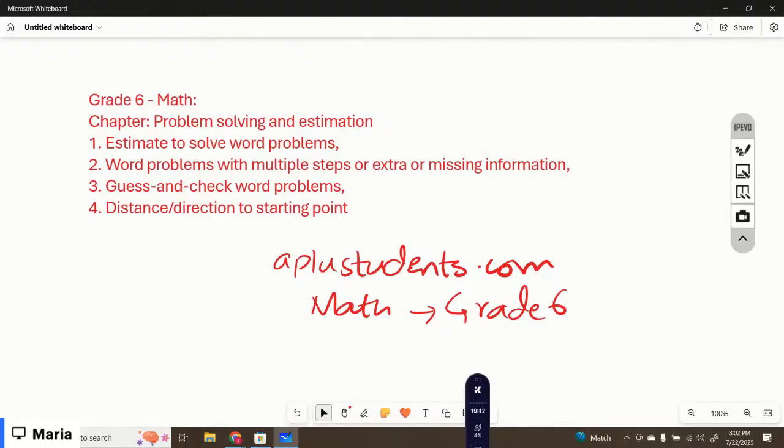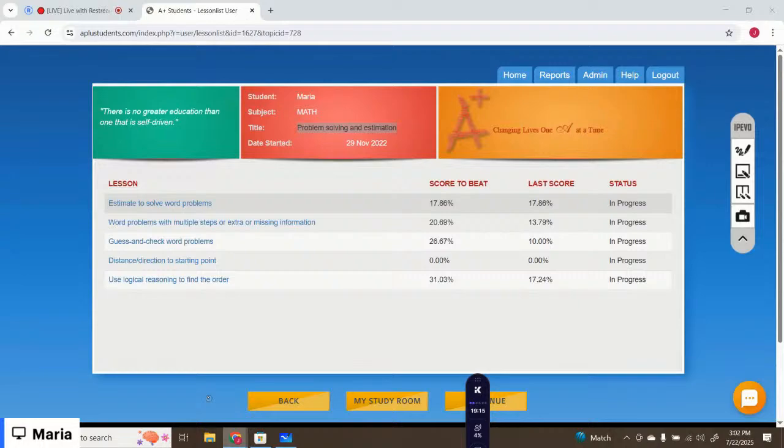So please make sure you have your notebook and pencil so that you can note down the important examples and definitions as well. Let's just start with the lesson that is estimate to solve word problems.